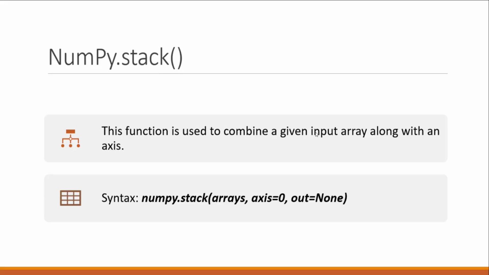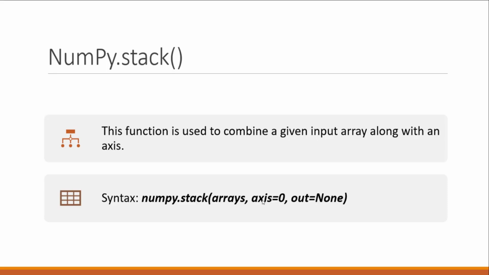Basically this function is used to combine given input arrays along an axis. So here is the syntax of numpy.stack. This is the function name, and within this function there are three parameters. The first parameter specifies the input arrays of the same shape, and the next parameter is the axis parameter. By default it takes the value 0, and the last parameter is out, where the result will be stored.